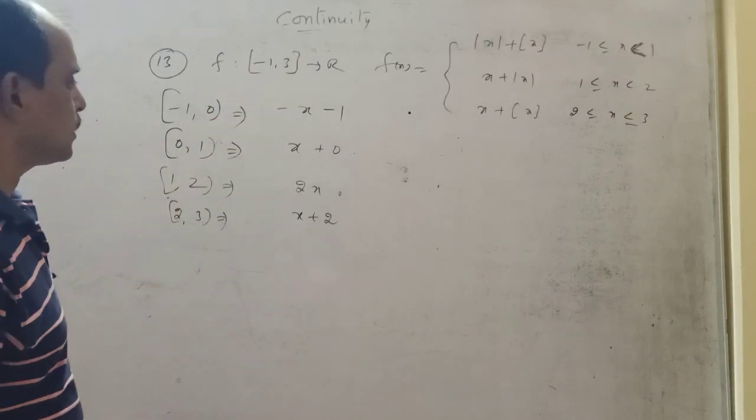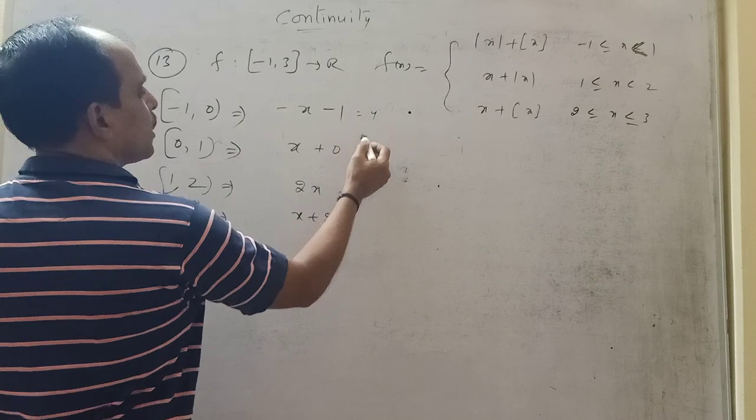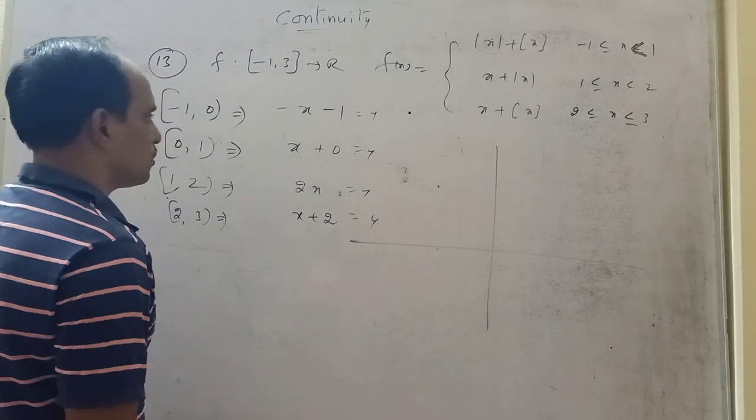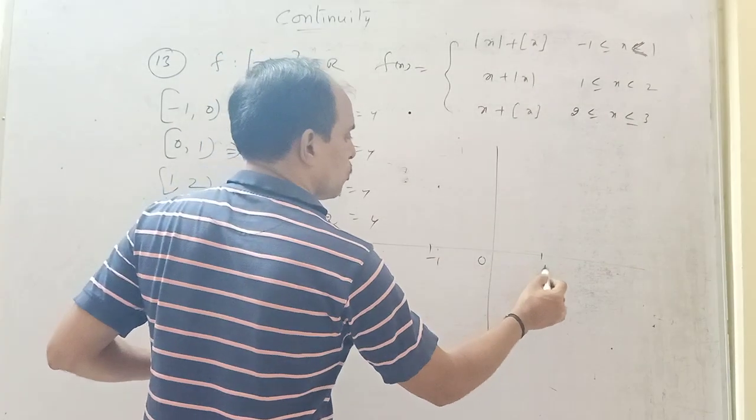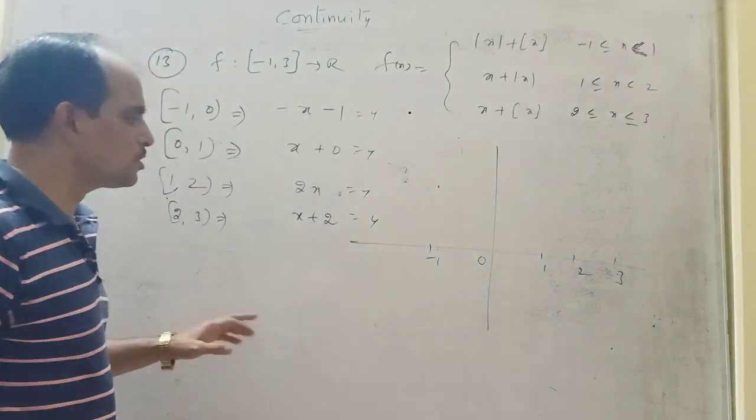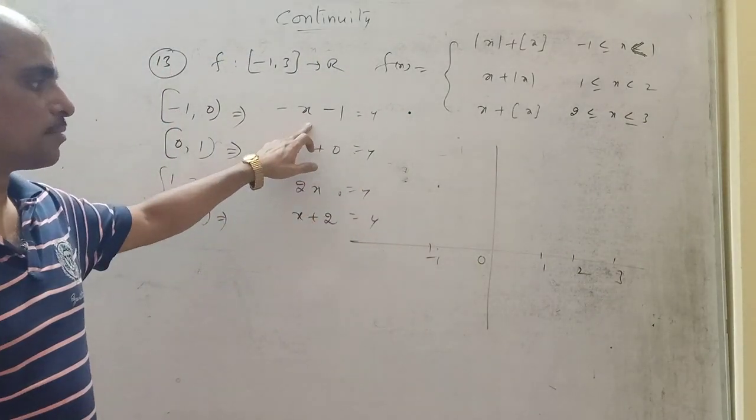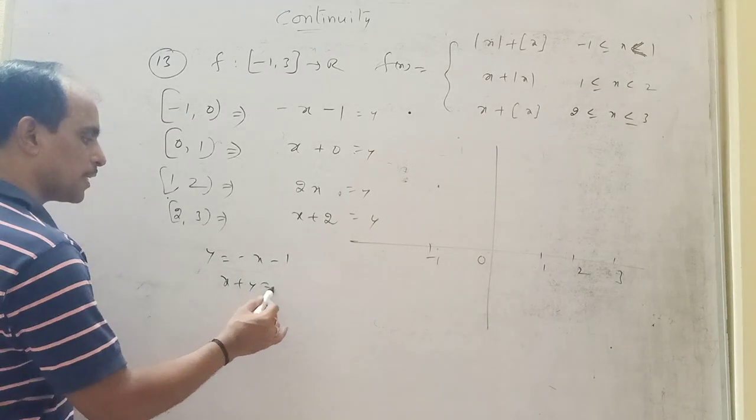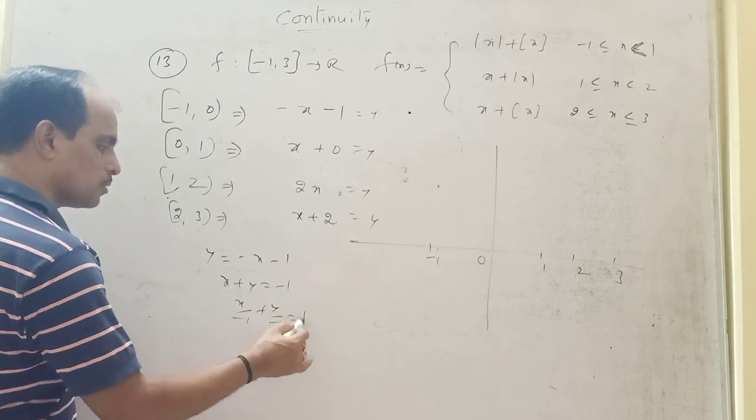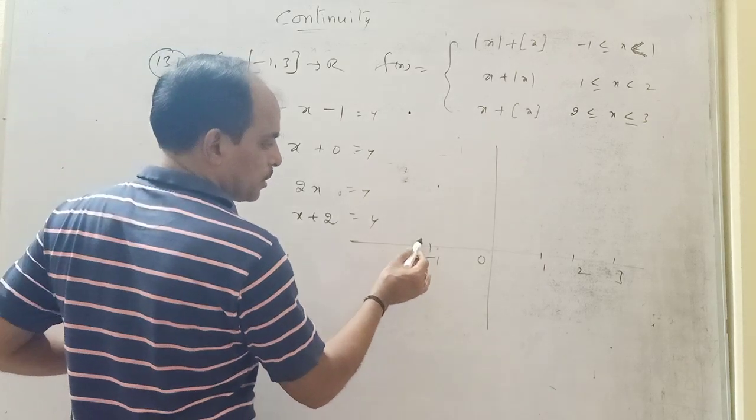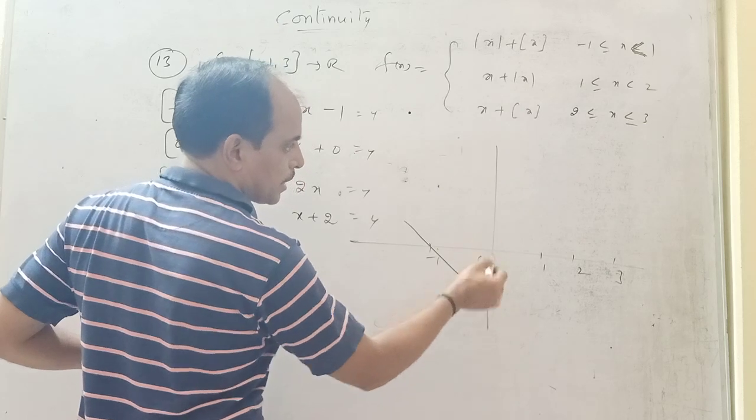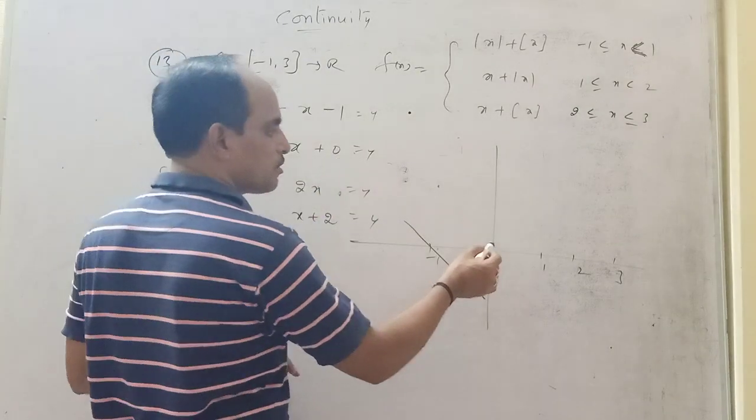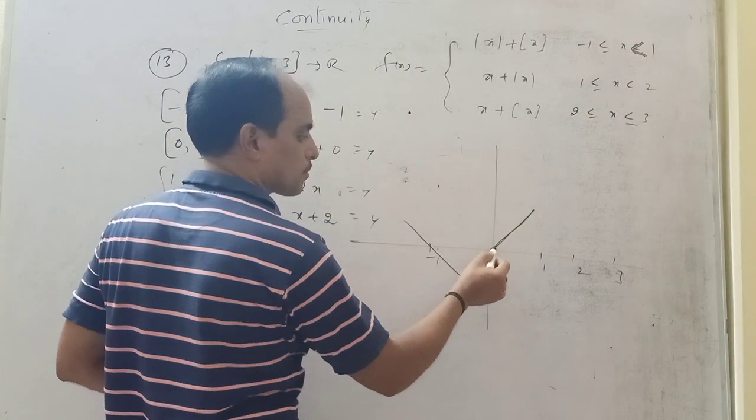So we have 4 lines. These are the 4 lines, let it be y, y, y and y. Just by using the graph, you see, from -1, 0, 1, 2, 3. Now from -1 to 0 we have to draw this diagram. y is equal to minus x minus 1, that means x plus y is equal to minus 1. So the line will be like this. But don't touch the y axis, because at x equal to 0 we have y is equal to x, this line.